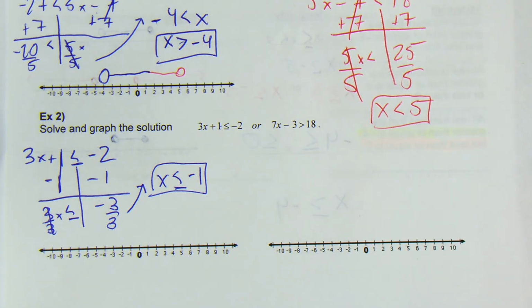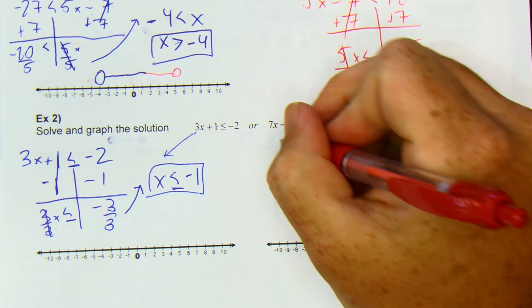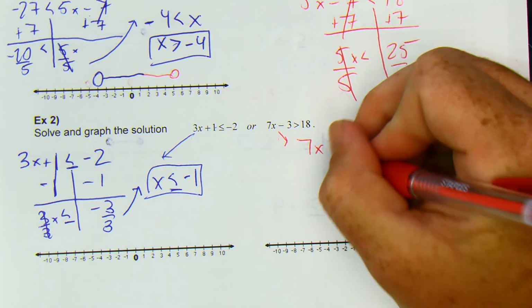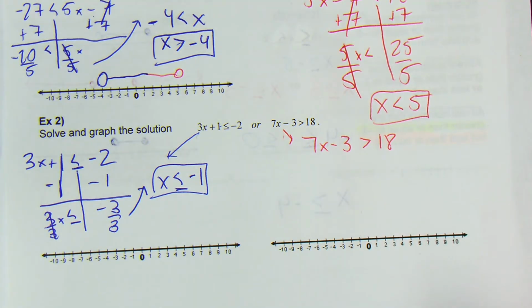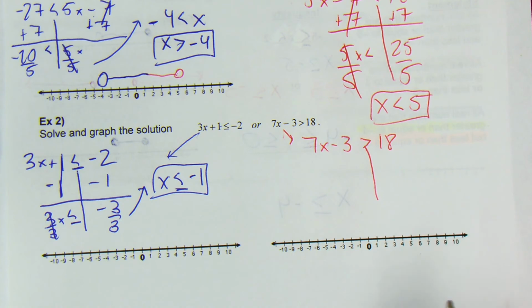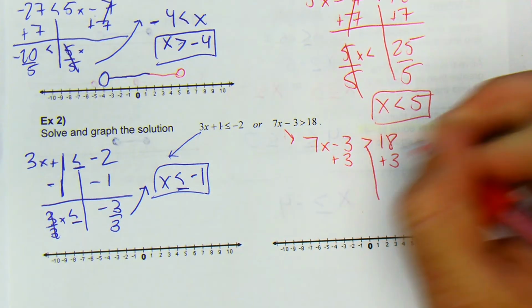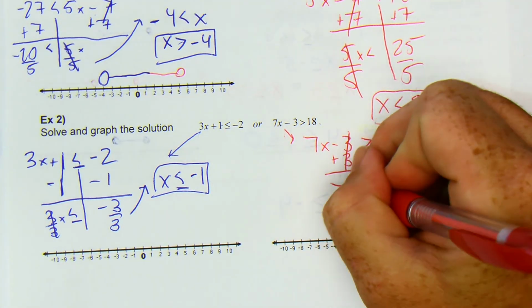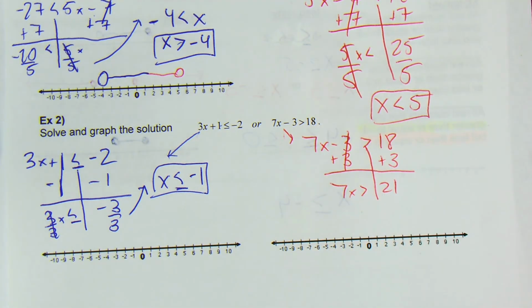My second equation, so this was over here, I'm going to do over here. Just going to bring it straight down. I have 7x, okay, minus 3 is greater than 18. All right, so same thing as the last one. I'm going to split it up into two sides. I want to move that negative 3 first. Opposite of a negative 3 would be a positive 3. So I'm going to add 3 to both sides. Okay, negative 3 plus 3 would be 0. I'm left with 7x is greater than 18 plus 3 is 21. Okay, 7x is greater than 21.